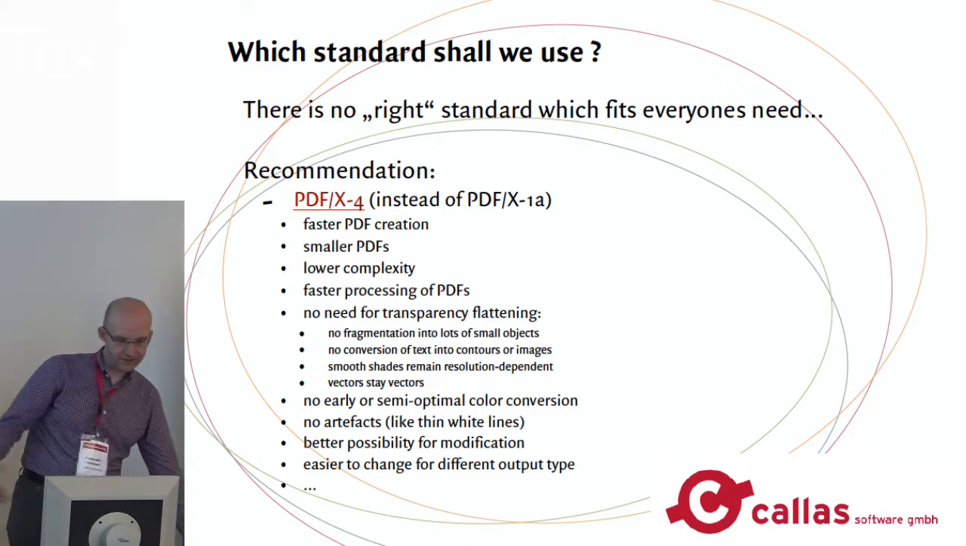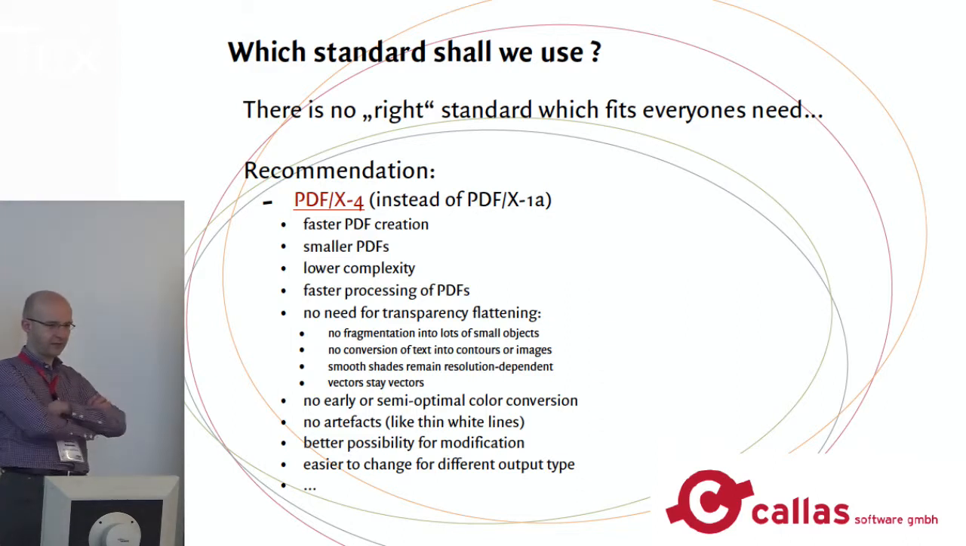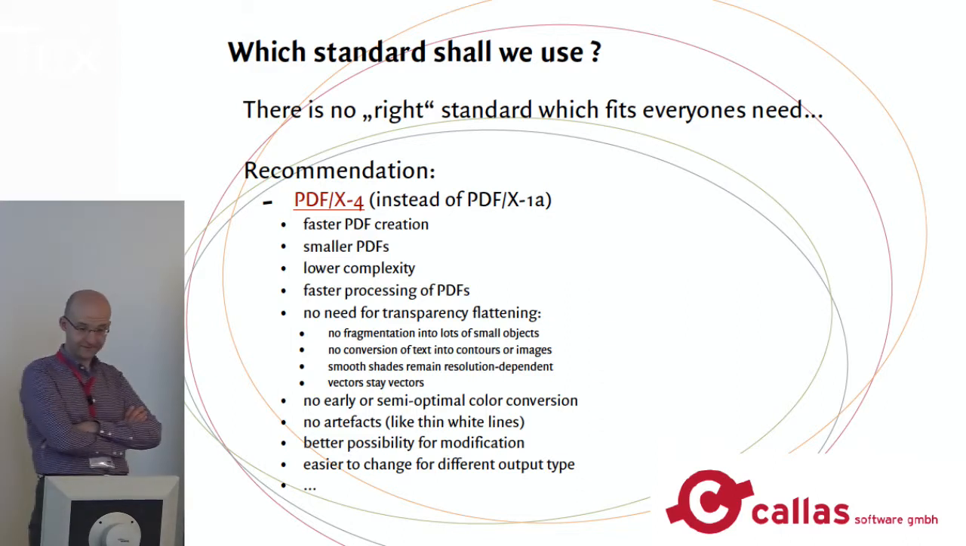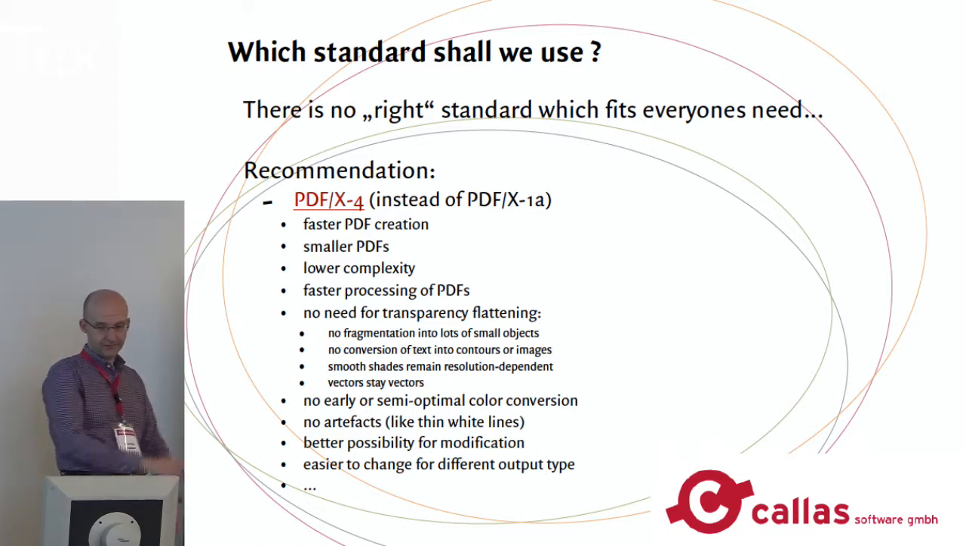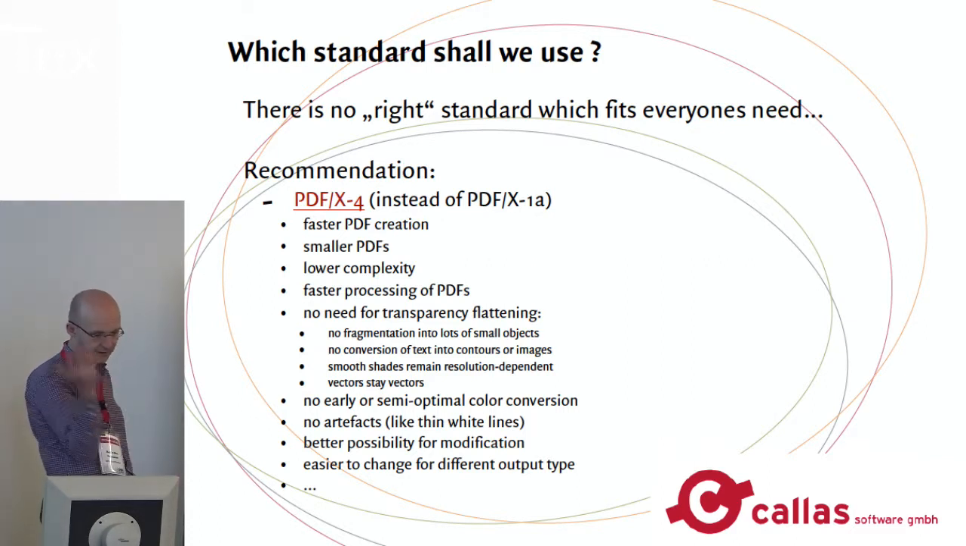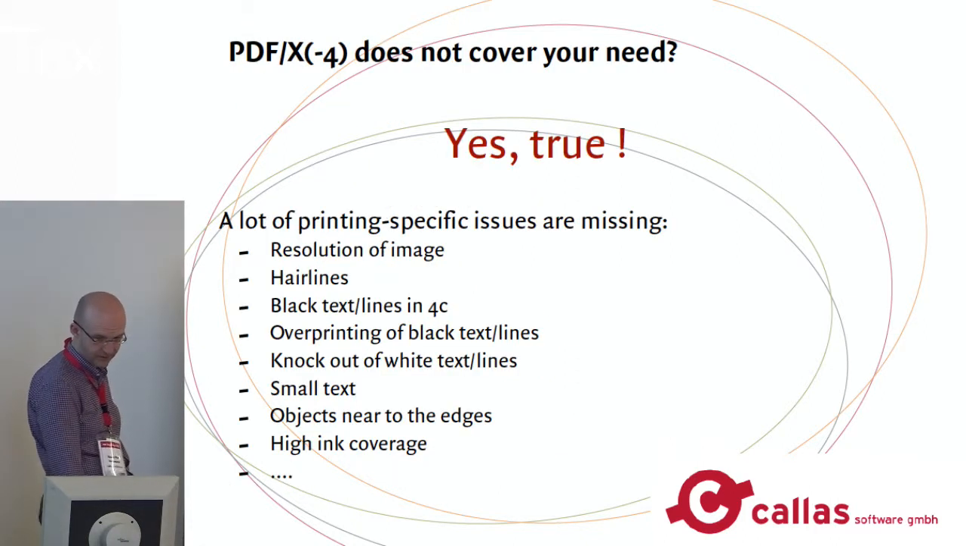Also, like I said, no conversion of text, smooth shades, vectors stay vectors, and all that. Like also in X4, no early conversion, no color conversion, no artifacts like the white lines I said. Better possibility for modifications. You can still change something in these PDFs, and it's easier to change for different output types.